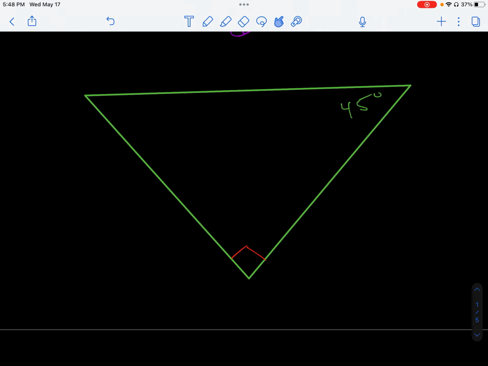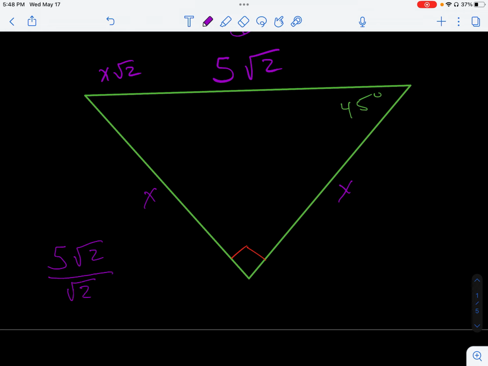Let's look at another one. What if we have a hypotenuse and we want to find the legs? Well, we know the legs are x. We know the hypotenuse is x radical 2, or the leg times radical 2. So to go from the leg to the hypotenuse, it's the leg times radical 2. And if it's multiplying going one direction, to go in the other direction, we have to divide. So we will get 5 radical 2 divided by radical 2.